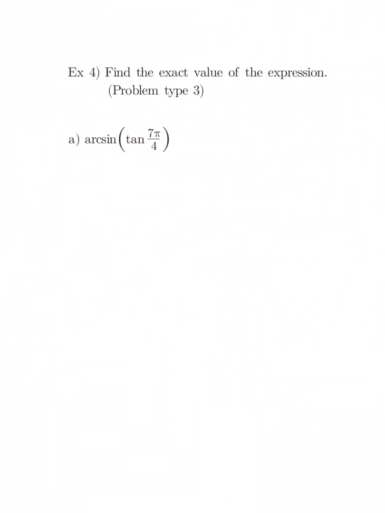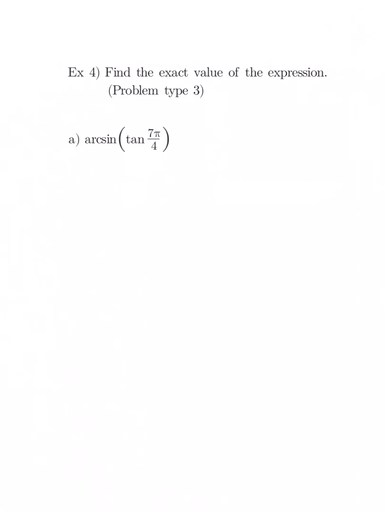On example 4, we are still finding the exact value of the expression, but this is a third type of problem. What's going to be a little bit different on these is that the arc sine might be on the outside instead of the inside. The inverse function might be outside instead of inside. They're going to kind of mix them up on you. So you are still going to work from the inside out.